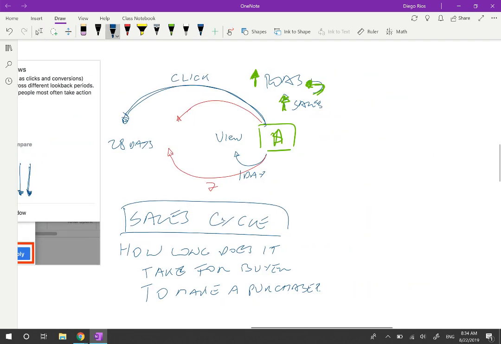Remember, return on ad spend has two variables. You have your sales and you have your ads, right? How much money am I spending here and how much money am I making here?